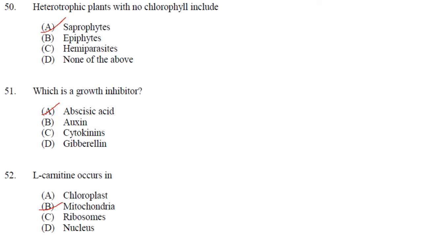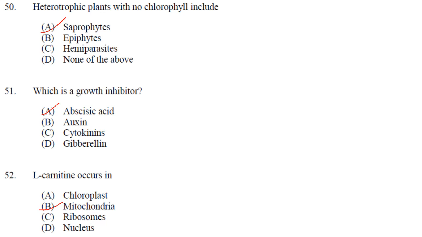Then which is a growth inhibitor? So abscisic acid is a growth inhibitor. It inhibits germination and seedling growth. It enhances degradative changes such as ripening and senescence, especially in the case of senescence of leaves.